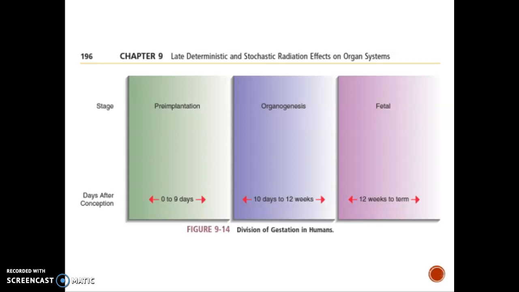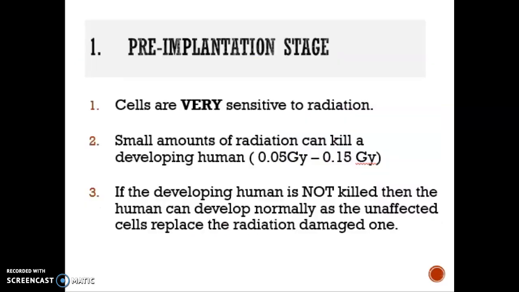Skeletal abnormalities occur most frequently from weeks 3 to 20. Radiation exposure in the second and the third trimester can cause congenital abnormalities, functional disorders, and a predisposition to the development of childhood cancer. Looking back at the pre-implantation stage, small amounts of radiation as little as 0.05 to 0.15 can kill a developing human. If the cells are not killed, then it will continue with its development normally. Malformations resulting from radiation exposure do not occur at this stage.